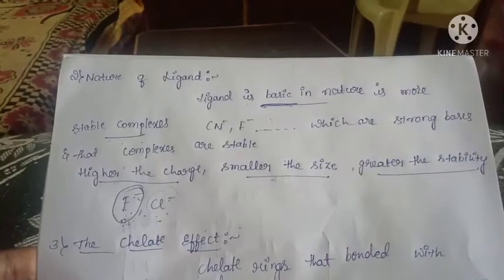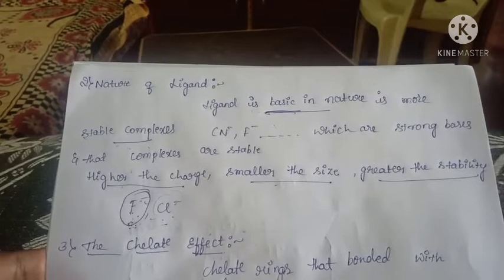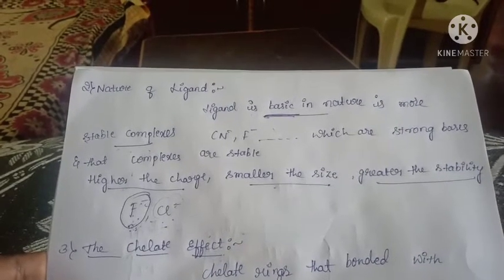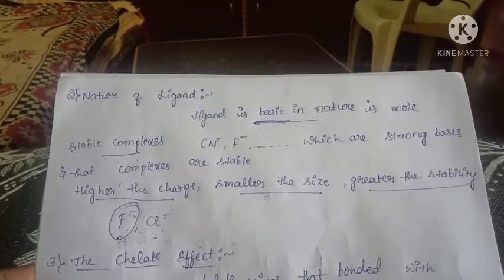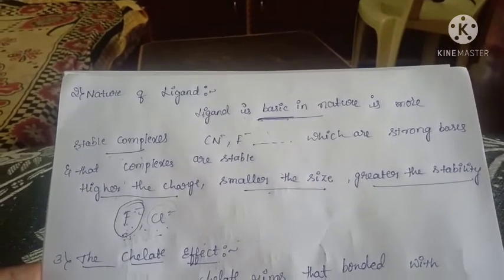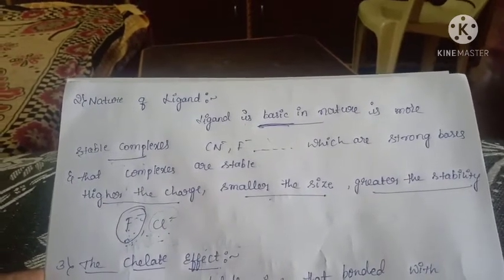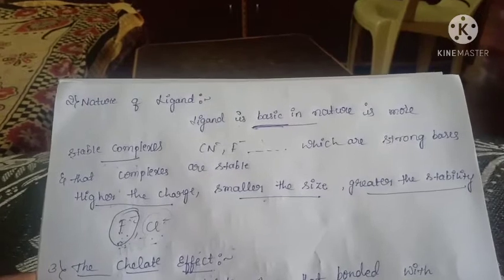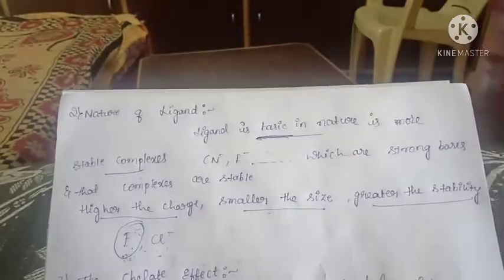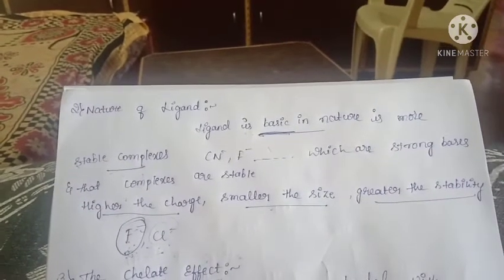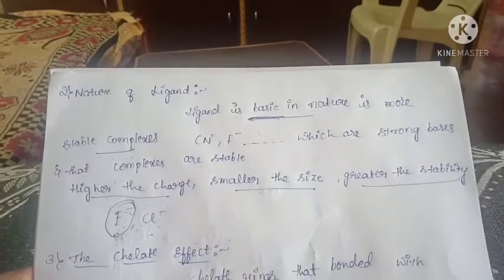Good morning, everyone. In yesterday's class, we learnt about the factors affecting a stability constant. There are three factors affecting a stability constant. First one, as we learned in the previous classes, is the nature of the central metal ion. That is the oxidation number, which is directly proportional to the stability. Then the second one is the nature of the ligand. The third one is the chelate effect.